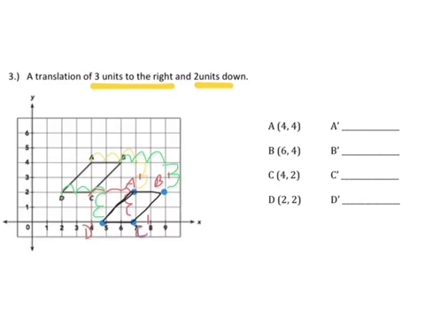Now we're going to list the new ordered pairs. So A prime is over 7 and up 2. B prime is over 9 and up 2. C prime is over 7 and it stays on the x-axis, so 0. And D prime is over 5 and also stays on the axis. Check your ordered pairs compared to mine.